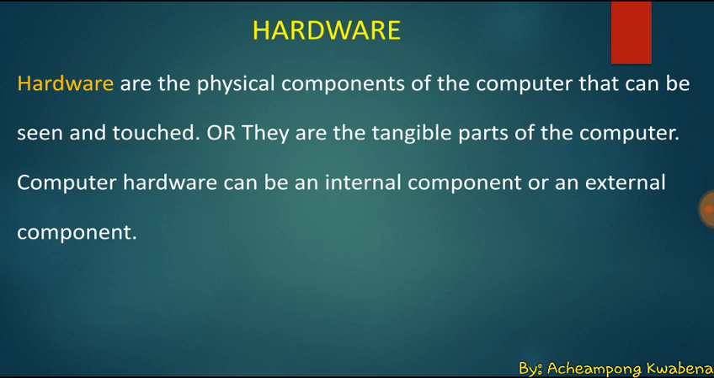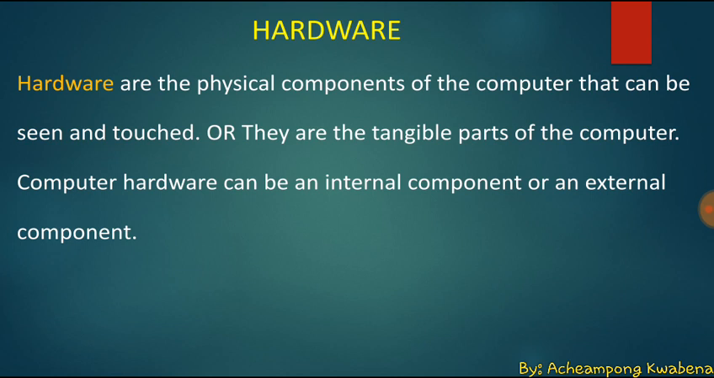All the parts of the computer that are found inside the system unit are what we refer to as internal hardware components. Then the other ones that are attached to the system unit are what we refer to as external components. I hope you can mention some of these external components attached to the system unit. These devices are also referred to as peripheral devices. They are mostly attached to the system unit to help enhance its performance.